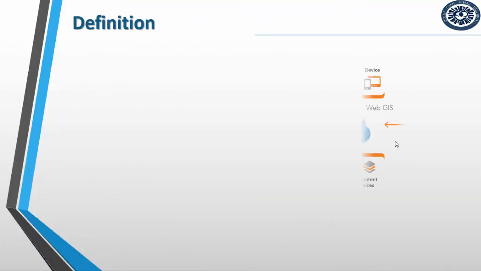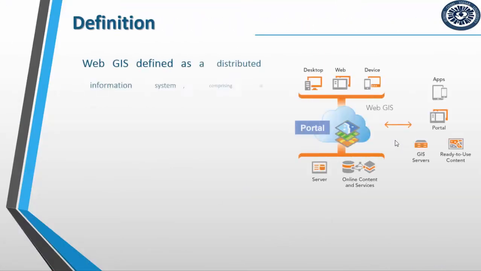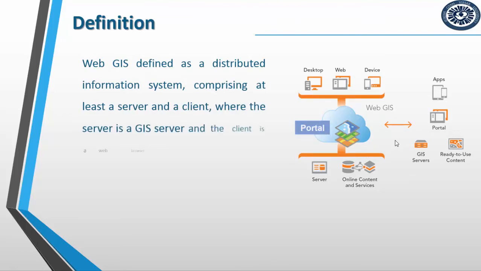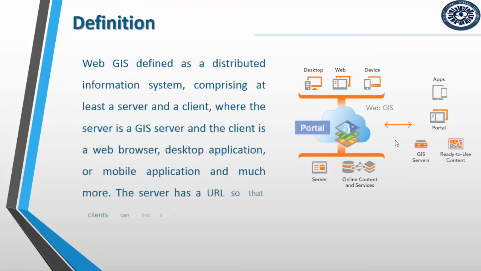So, from the above discussion, we can say WebGIS is defined as a distributed information system comprising at least a server and client, where the server is a GIS server and the client is a web browser, desktop application or mobile application, and much more. The server has a URL so that clients can find it on the web.